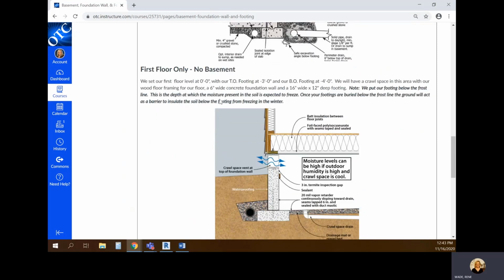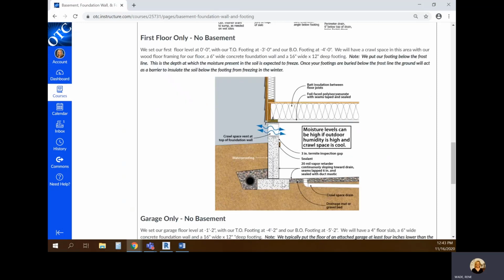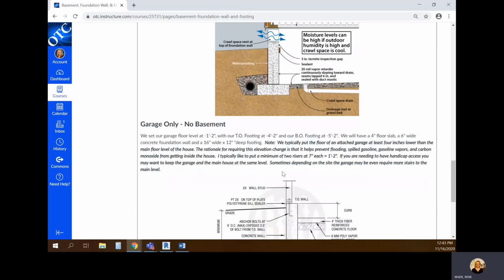This is the depth of which the moisture present in the soil is expected to freeze. Once your footings are buried below the frost line, the ground will act as a barrier to insulate the soil below the footing from freezing in the wintertime. So you want the top of this footing to be below the frost line, because that's what you don't want moving, is that footing.